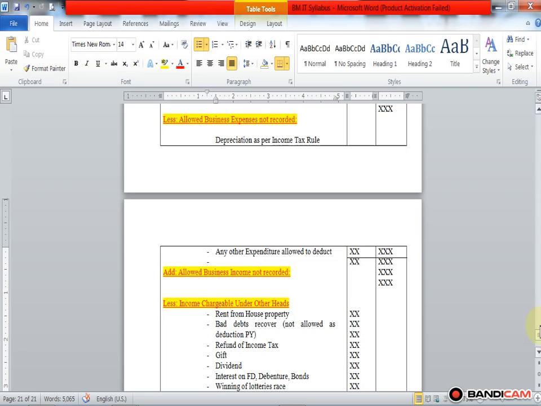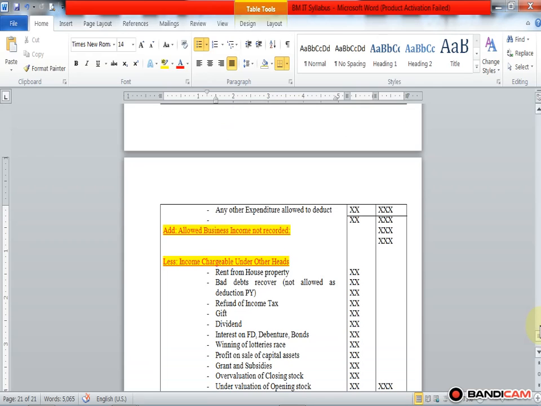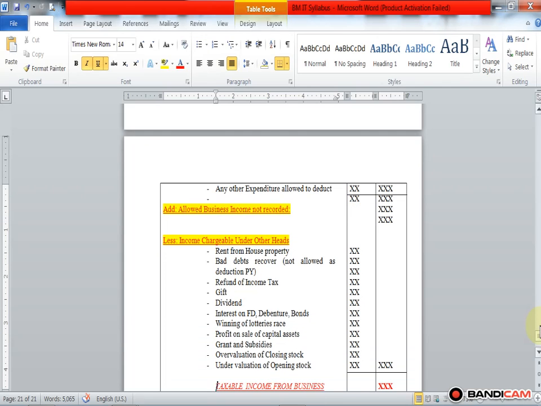गिफ्ट मिळाले असेल मित्राकडून किंवा फॅमिलीकडून किंवा रिलेटिव्हकडून, ते सुद्धा अदर इन्कम आहे. डिव्हिडंड मिळाला असेल शेअर्सवरती, अदर इन्कम आहे. व्याज मिळालं असेल FD वरती किंवा डिबेंचरवरती किंवा बॉन्ड्सवरती, अदर इन्कम आहे. किंवा एखादी लॉटरी तुम्ही जिंकला असाल किंवा हॉर्स रेस तुम्ही जिंकला असाल, तो सुद्धा अदर इन्कम आहे. एखादी मशिनरी किंवा फिक्स्ड ॲसेट्स विकली आणि त्यातून झालेला प्रॉफिट, हा सुद्धा अदर इन्कम आहे. गव्हर्नमेंटकडून तुम्हाला ग्रँट किंवा सबसिडी मिळाली, ती बिझनेसचा इन्कम नाही, अदर इन्कम आहे.